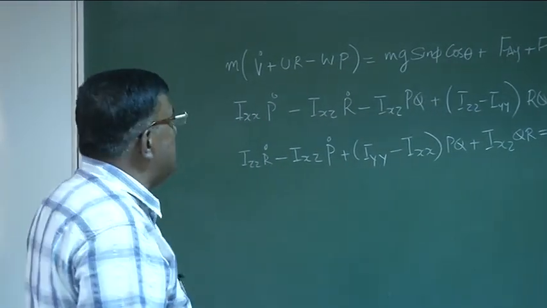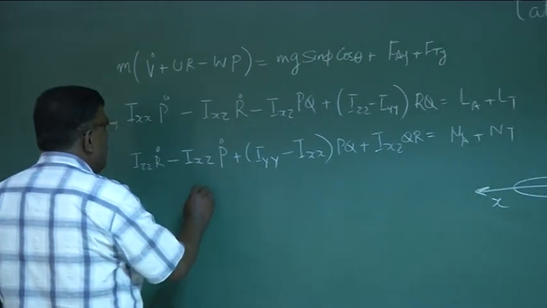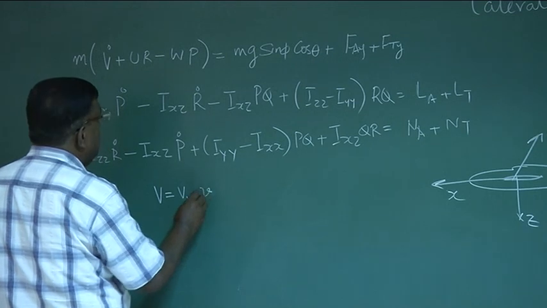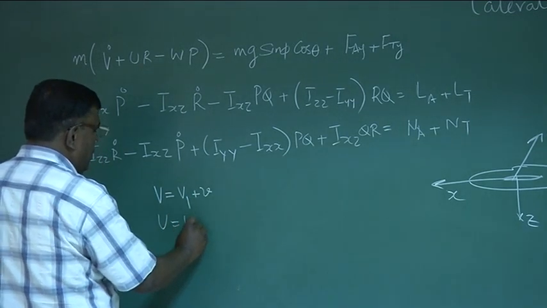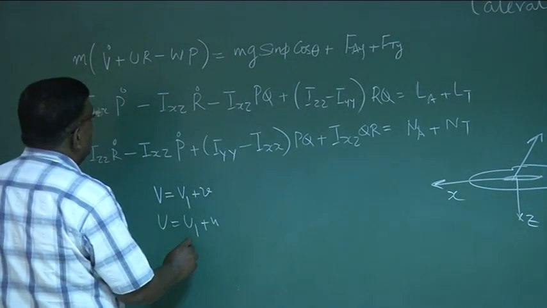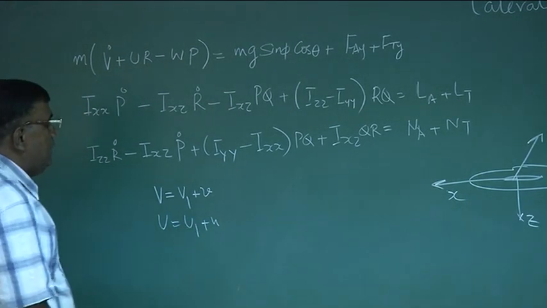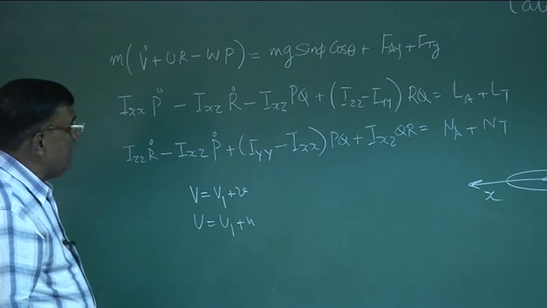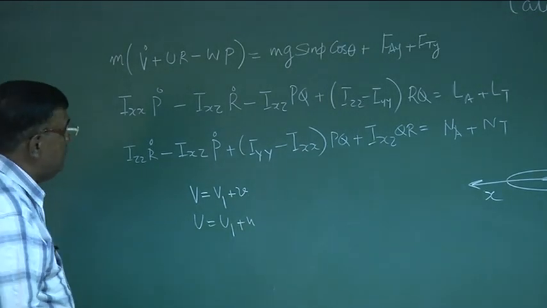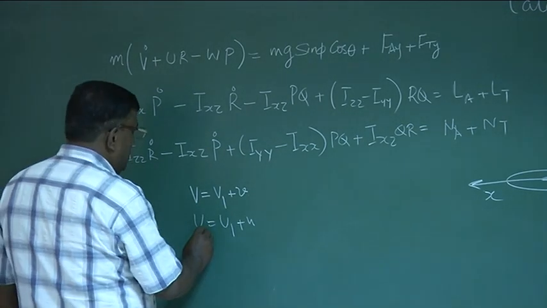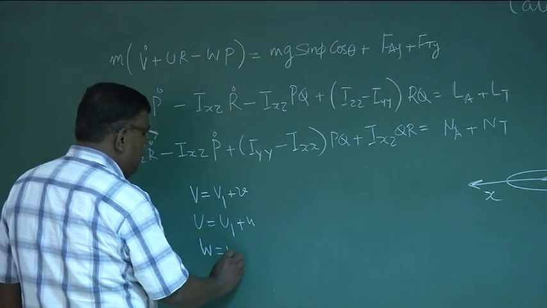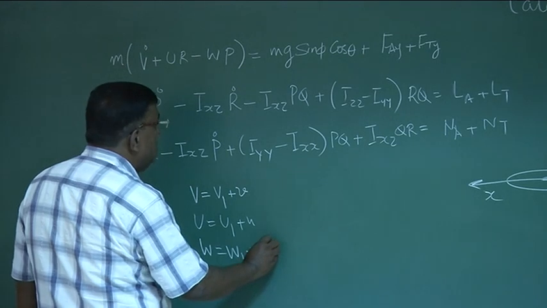As we did last time for the longitudinal case, it is very simple. V will be written as V1 at steady state plus small v. U will be written as U1 plus small u, and here we will assume that there may not be much change in u. But it doesn't matter, even if you put this u, you will find that all will be taken care of in terms of small perturbation. And W equals W1 plus small w.